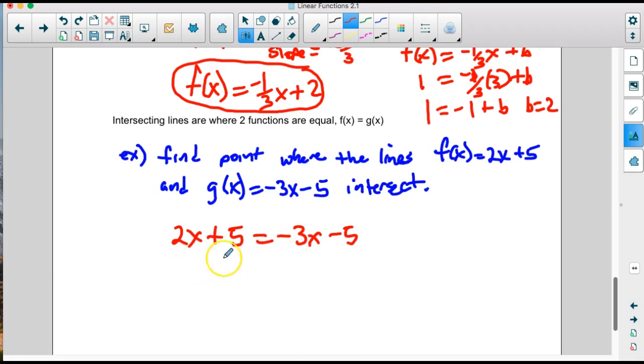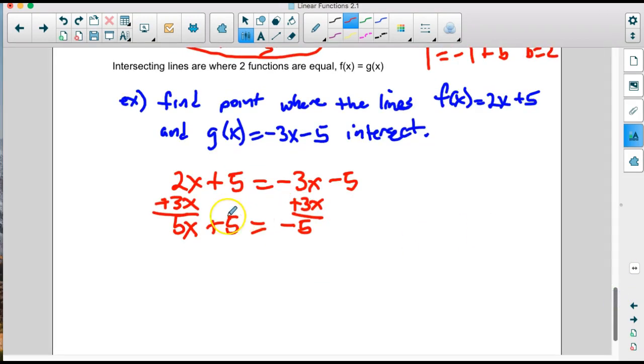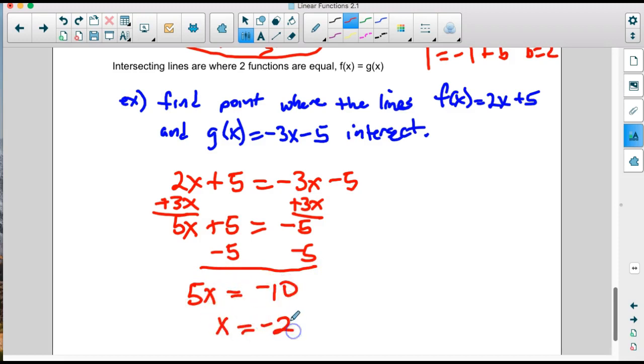So I'm going to add 3x to both sides. So that's going to be 5x plus 5. This is going to go away, and you're going to have negative 5 there. So we added 3x to both sides. Okay, and then I'm going to subtract 5 from both sides. So I'm going to have 5x equals negative 10. We divide and get negative 2. Now that just gives us one value. We have to find a point. So that is telling me my point is negative 2 comma something.